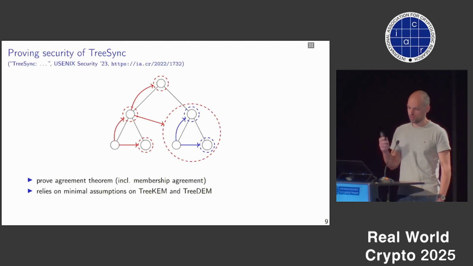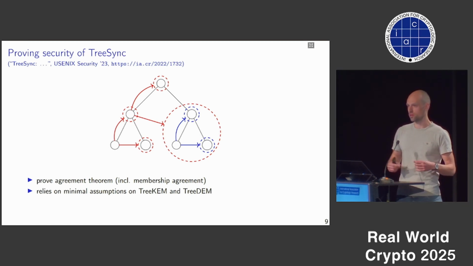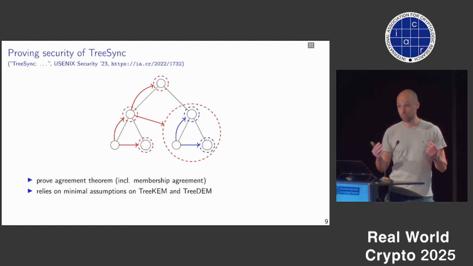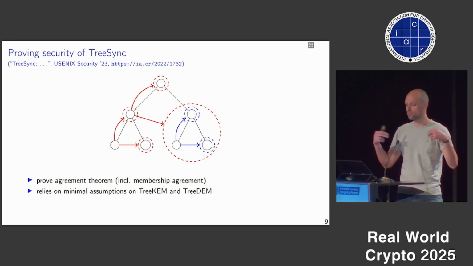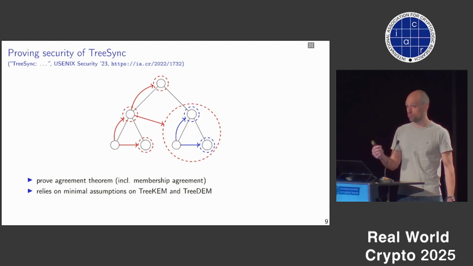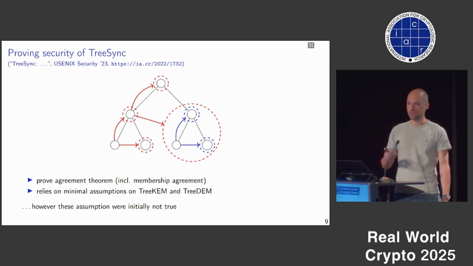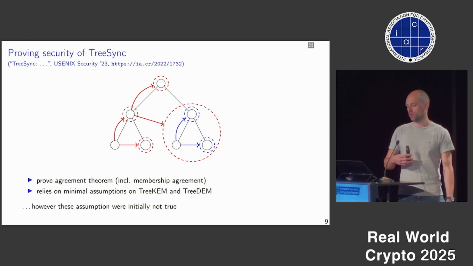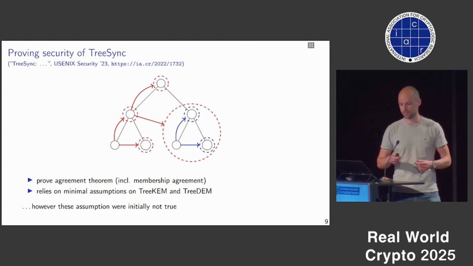We started by proving security theorem for tracing. We prove an agreement theorem, that is, members agree on the group state, which in particular covers group membership agreement. Everyone agrees on who is in the group, which is important because you want to make sure that an attacker cannot be in your messaging group without your knowledge. And our proof relies on minimal assumptions on trichem and tridem. However, at the beginning, these assumptions were not true. So this could be used as a first step to create an attack on MLS.